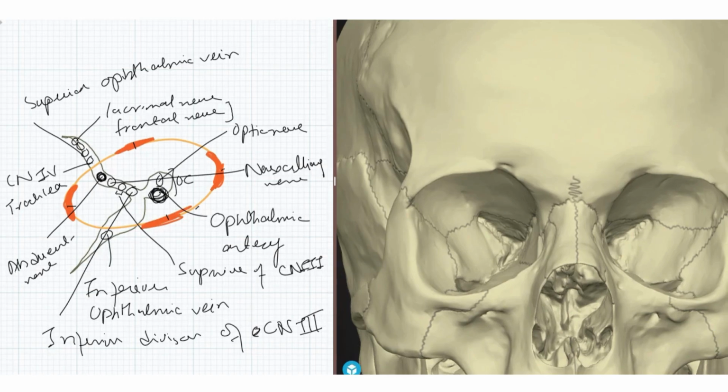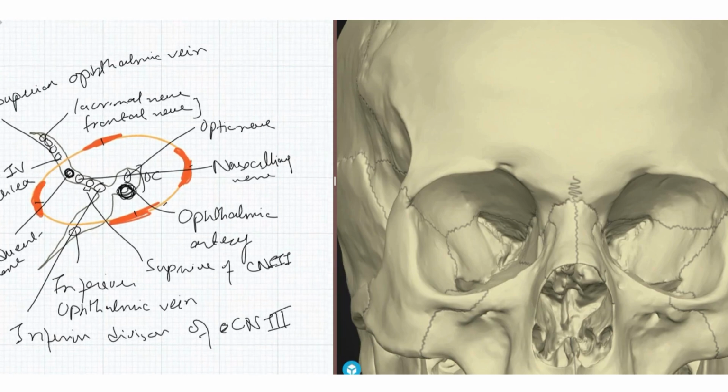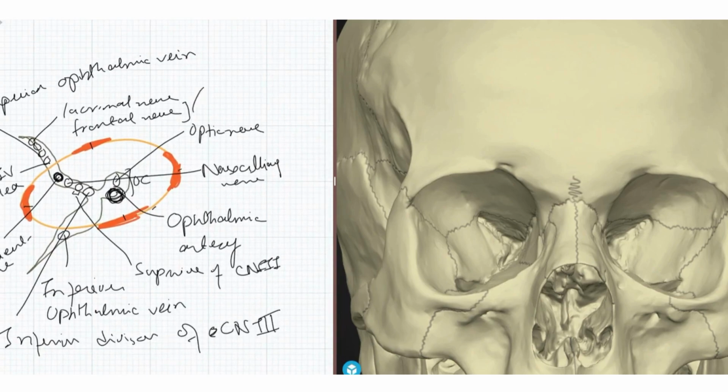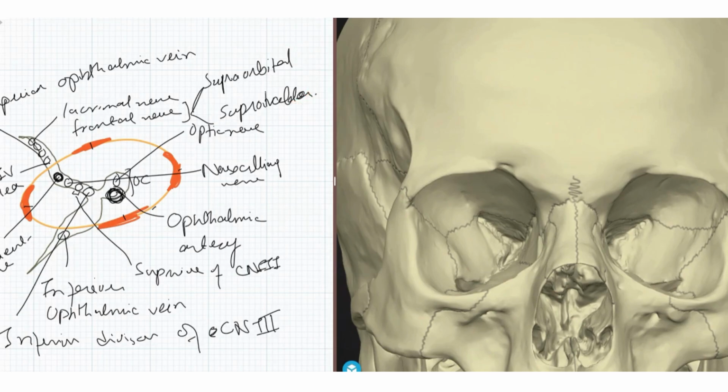The frontal nerve will further divide into the supraorbital and supratrochlear nerve. These two branches will pass from this supraorbital notch. The supraorbital part will provide innervation to this part, and the supratrochlear part will provide innervation to this part.